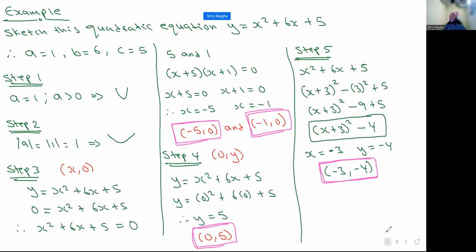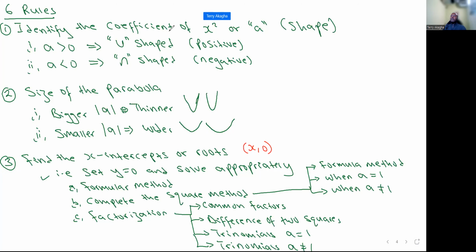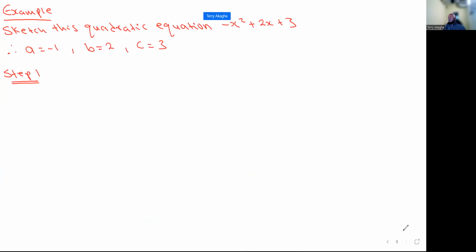Step 1, what did it say? You have to identify the coefficient of x squared. If it's greater than 0, it's U; less than 0, it's N. All right, so let's go back. We have a equal to minus 1, and that means a is less than 0. Because it's negative, the graph should look like this. It's going to be N shape.